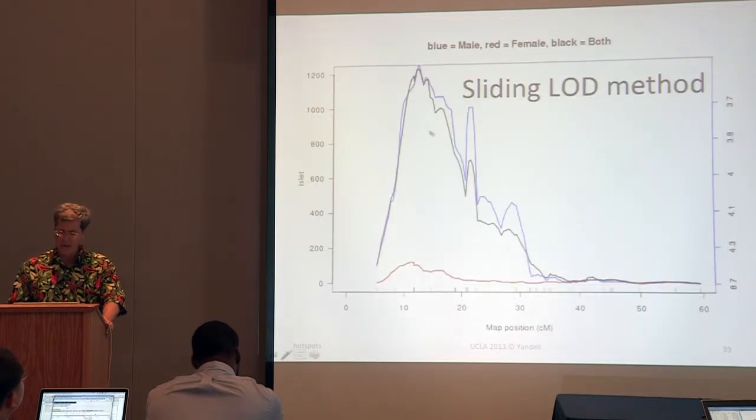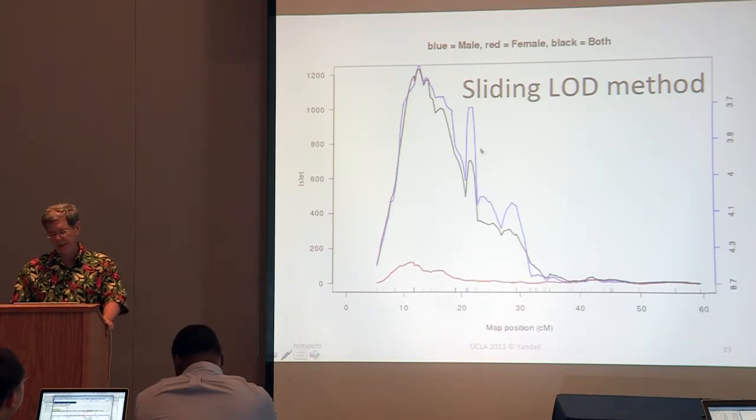And now we have the sliding threshold. We have black as combined male and female, blue as males. And you see that again, we got the same position as the highest one, but we also have hotspots. We have a much larger hotspot over this whole region. There are just fewer traits out at this other side. And again, the scale is sliding here.